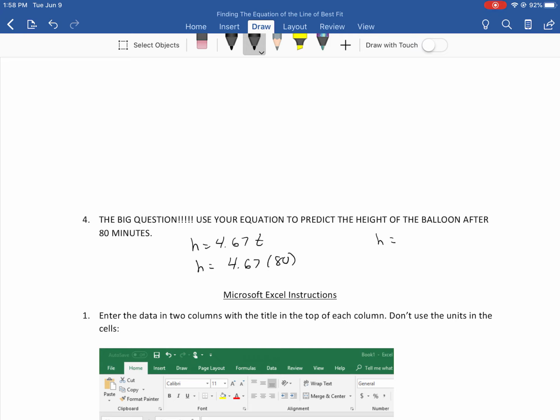If you had a different equation, that's good. Compare your answer, because I think you'll find that they'll be reasonably close. And I get 374 meters, rounded off. That's about where the air balloon will be.